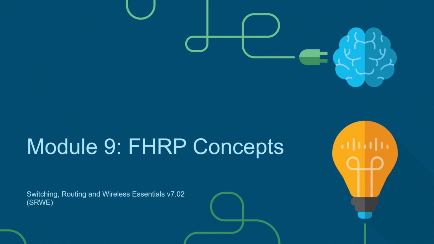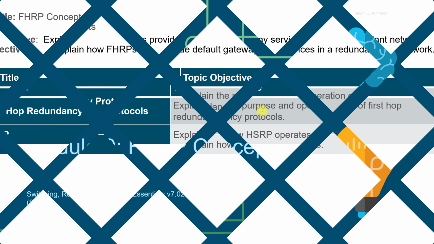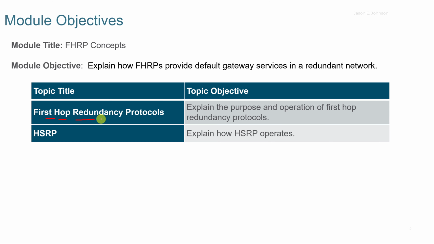This video series is to accompany the Cisco Netacad Switching, Routing, and Wireless Essentials course. This video covers Module 9, FHRP Concepts. In this video, we're going to look at first hop redundancy protocols and then HSRP.